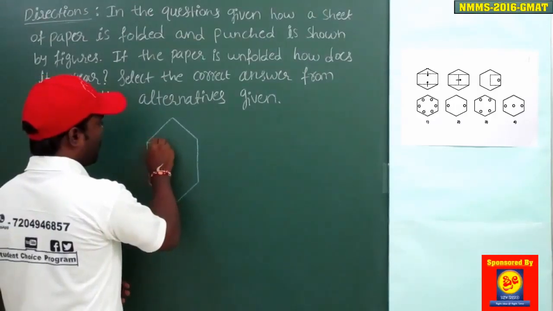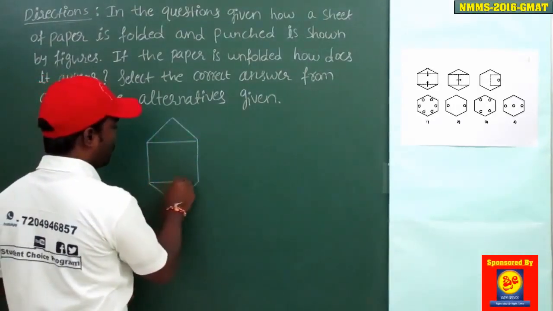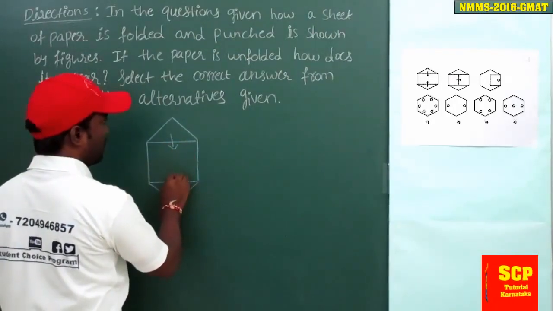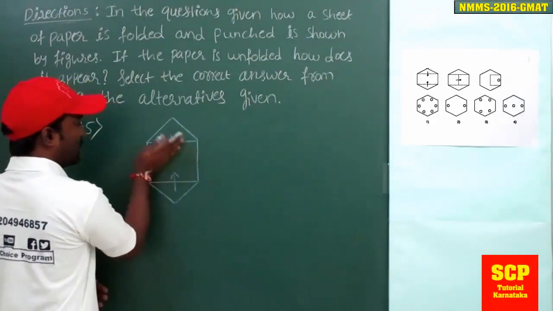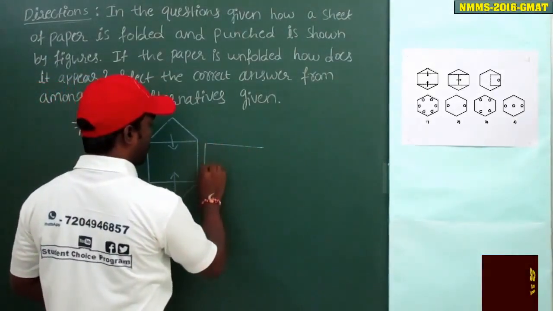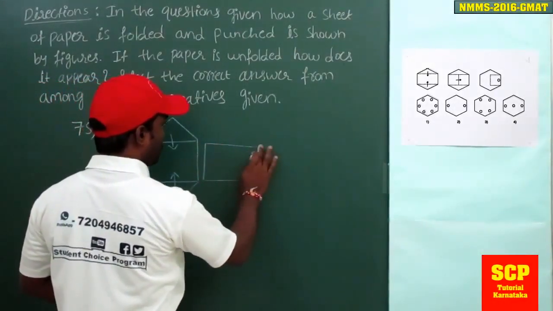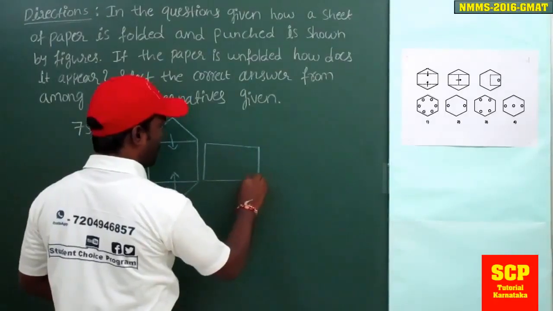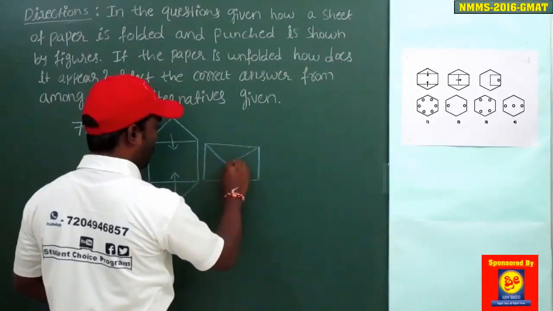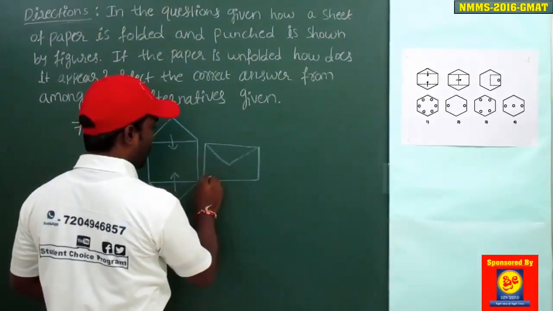This paper is folded at these 2 points, in this direction and in this direction. This is folded like this and this is folded like this. Then how will it appear? It will appear like this. Okay.